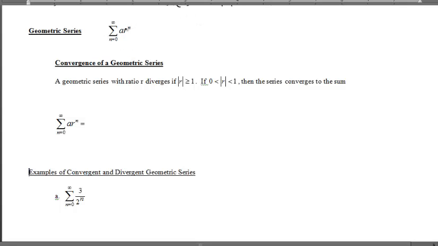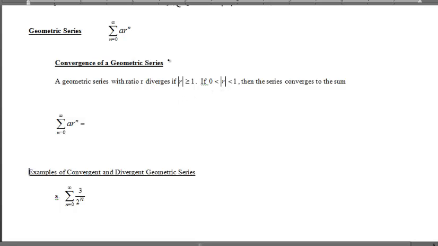Okay, so what you could do right up here is expand a few of these, which we'll do down here. But first, convergence of a geometric series with ratio r, sometimes called a common ratio. It's that multiplier that generates the next term. A geometric series with the ratio of r diverges if the absolute value of r is greater than or equal to 1. It converges if the common ratio is a number between 0 and 1.